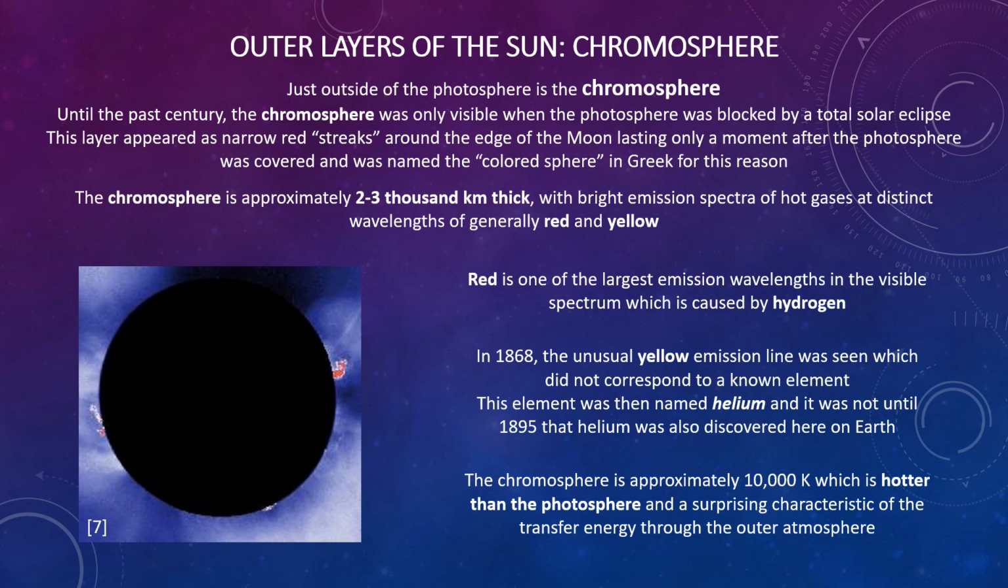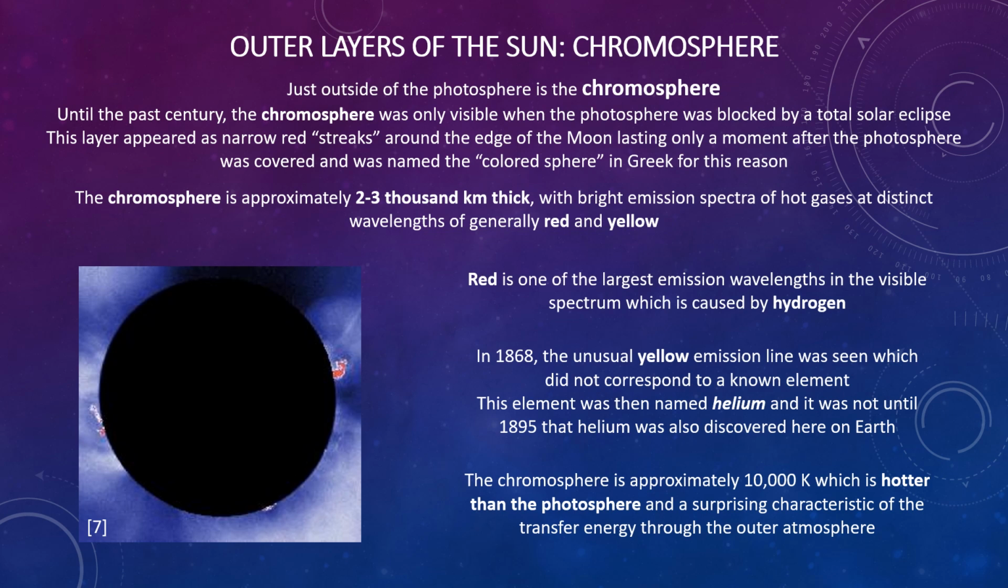So now we can talk about the chromosphere, the next layer in the outer layers of the sun. It wasn't until the past century that the chromosphere was actually visible because we needed a total solar eclipse to be able to see it. This layer appeared as narrow streaks around the edge of the moon during the solar eclipse, and it only lasted for a brief moment when everything was lined up that we could see the chromosphere, because we needed the photosphere completely blocked. And this is why the chromosphere has the Greek name colored sphere.